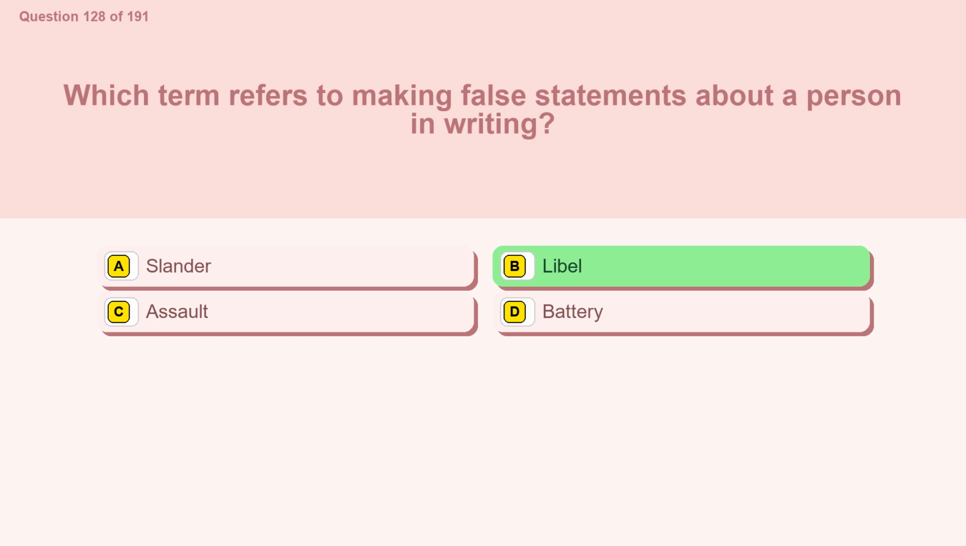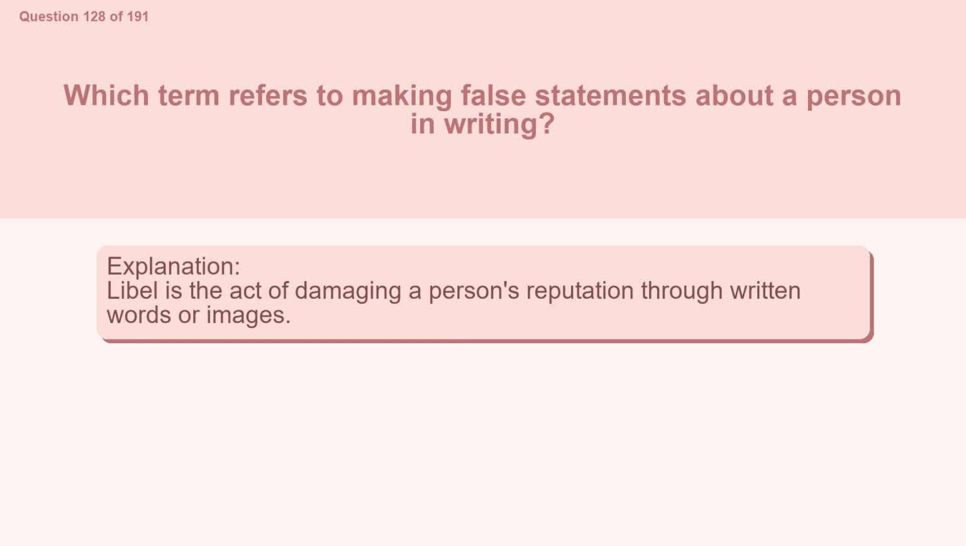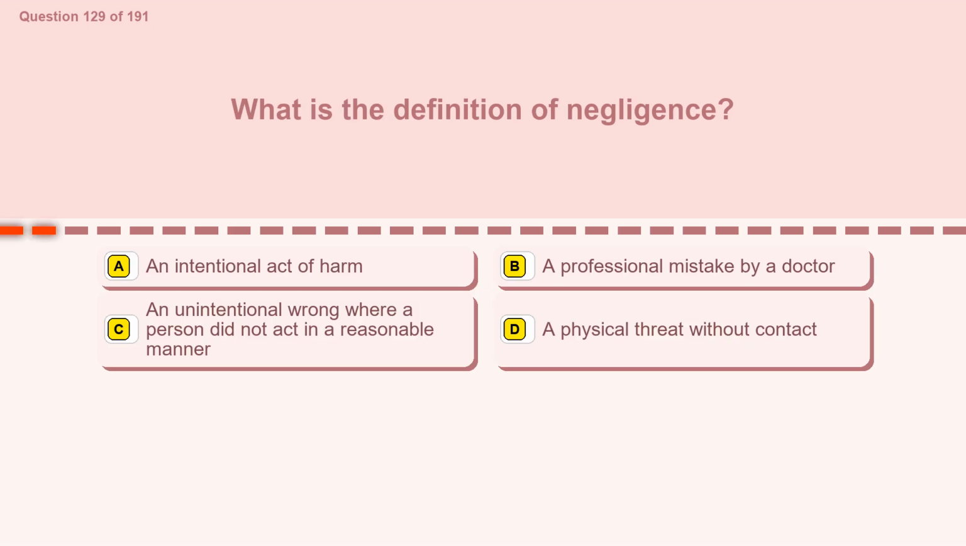The correct answer is option B, libel. Libel is the act of damaging a person's reputation through written words or images. Question 129. What is the definition of negligence? Option A, an intentional act of harm. Option B, a professional mistake by a doctor. Option C, an unintentional wrong where a person did not act in a reasonable manner. Option D, a physical threat without contact.